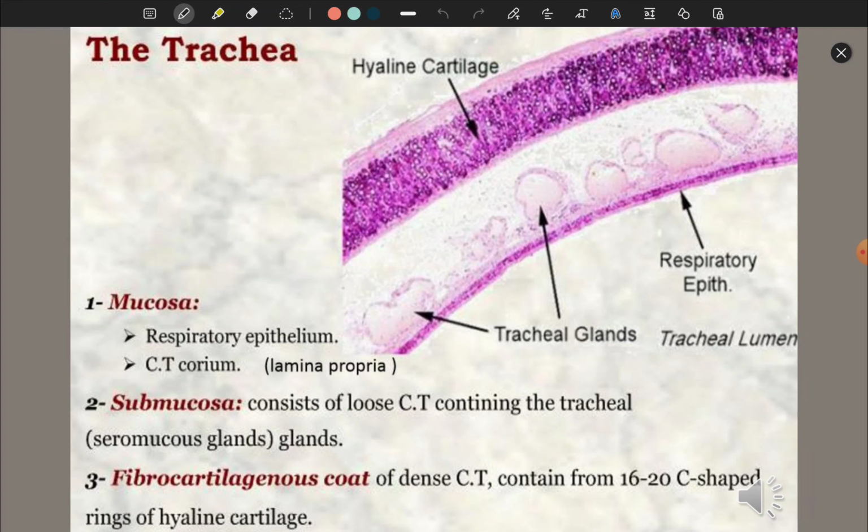Then the fibrocartilaginous layer, as we mentioned, which is about 16 to 20 C-shaped rings of hyaline cartilage. They keep the lumen of the trachea intact or open.